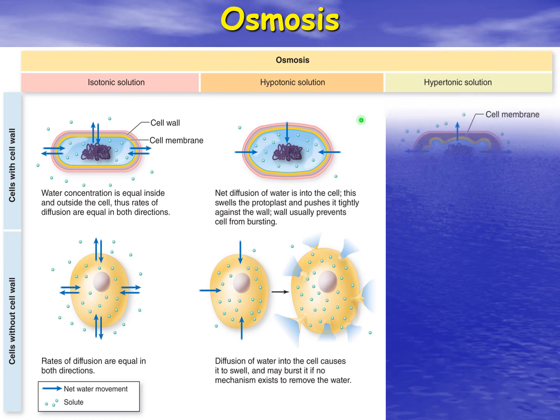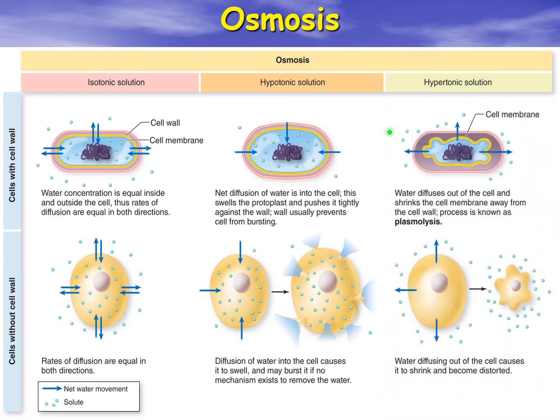But if we were to put these cells in a hypertonic solution, the eukaryotic cell will lose water and shrink, and it actually forms these little wrinkles known as crenation. But here's what happens to the bacterial cell.